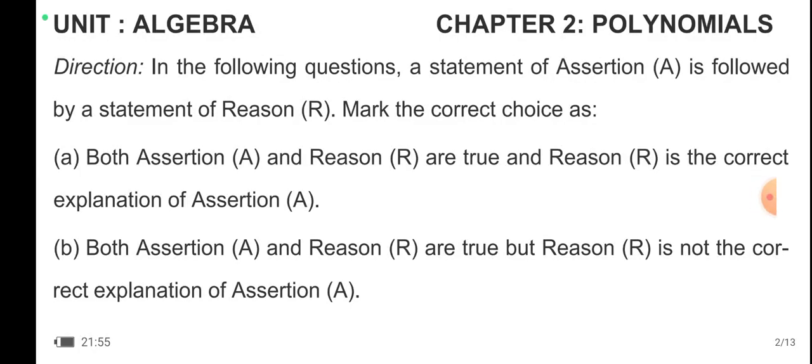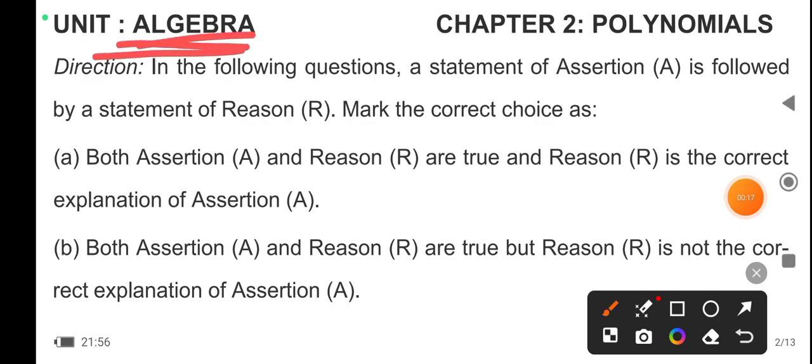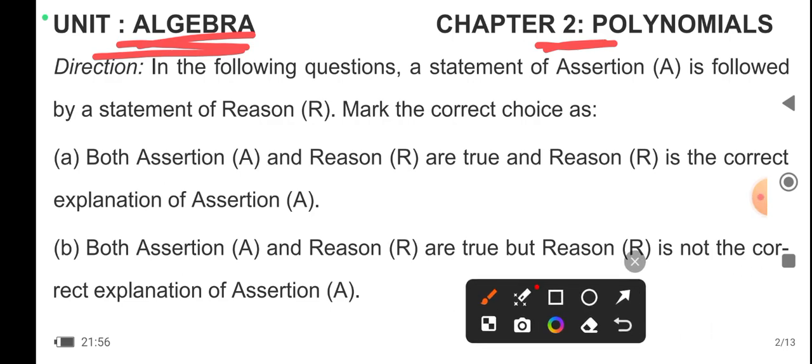Today we are doing assertion reasoning questions, unit 2 algebra. In the first video we have uploaded chapter 1 real numbers as well as unit 1. Now we are doing unit 2 algebra. It carries chapters 2, 3, 4, 5. So we'll try to cover assertion reasoning for all these 4 chapters in this PDF.